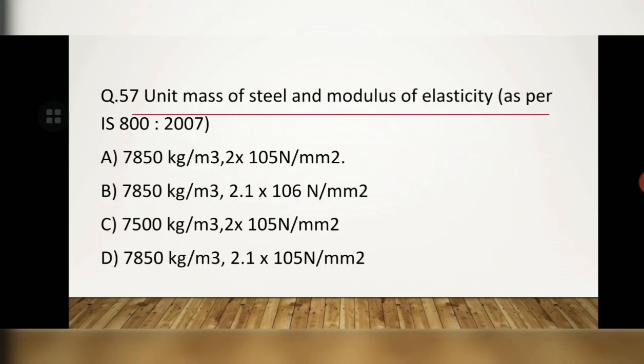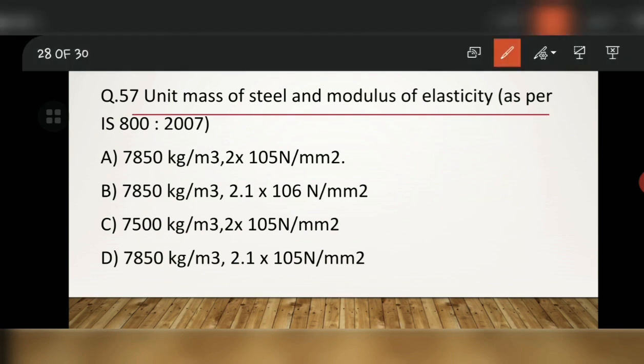Next question, question number 62. Friends, printing mistake, question number 57 not. Question number 62. Unit mass of steel and modulus of elasticity as per IS 800/2007.